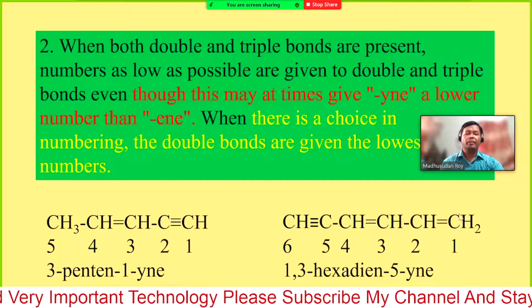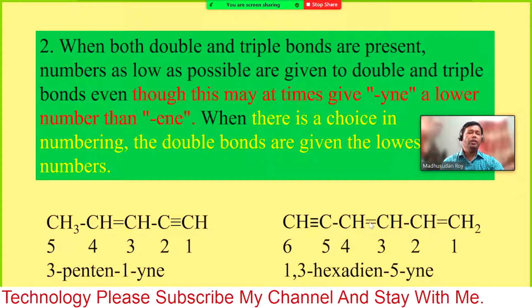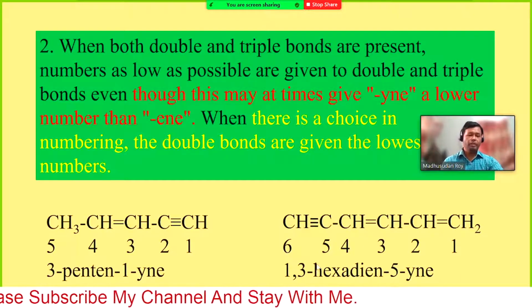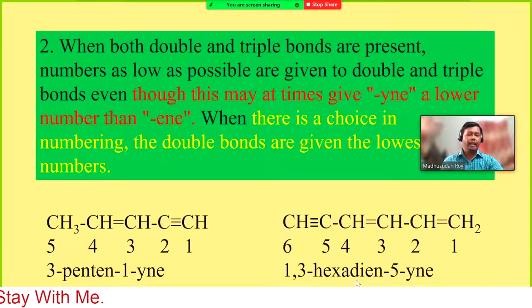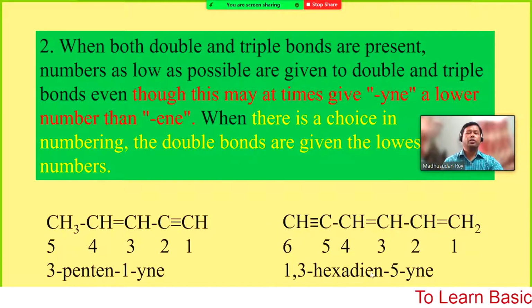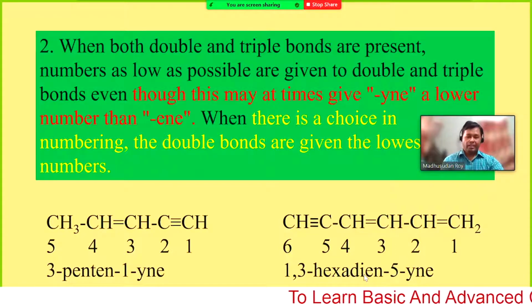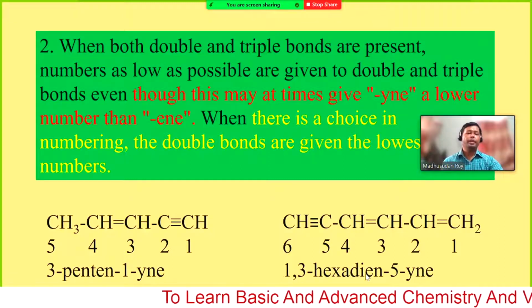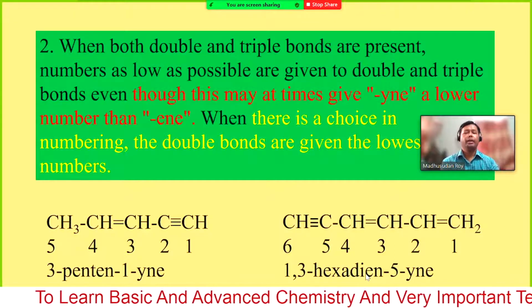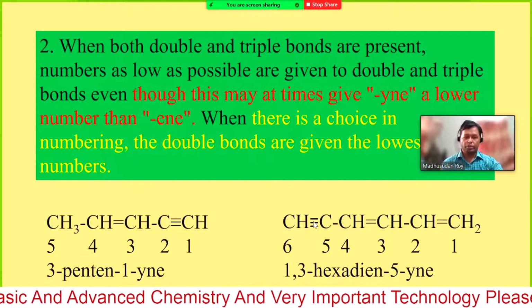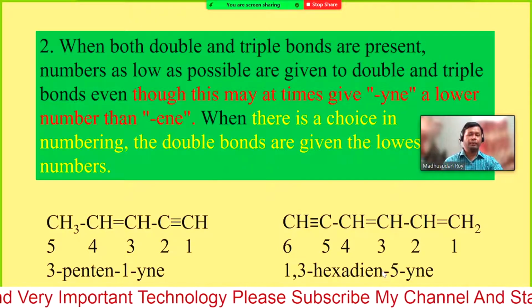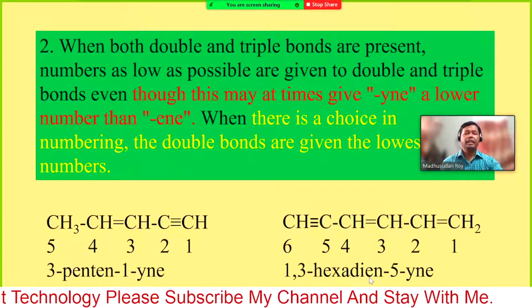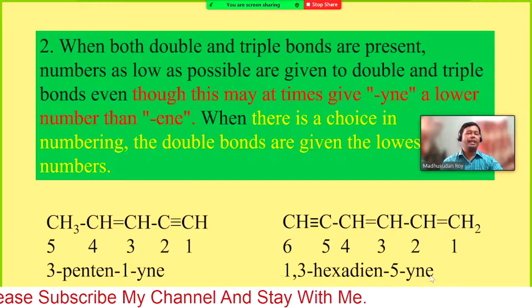So we have 2 double bonds, 1 and 3. Just mention the position of the double bonds separated by commas and then a hyphen, and then mention the parent name. What is the total number of carbons? 1, 2, 3, 4, 5, 6. So it should be hexane. We have 2 double bonds, so we need to mention diene. But as it has multiple double bonds and triple bonds, it should not have the E at the end of the suffix for diene. So 1,3-hexadiene and 5-yne.